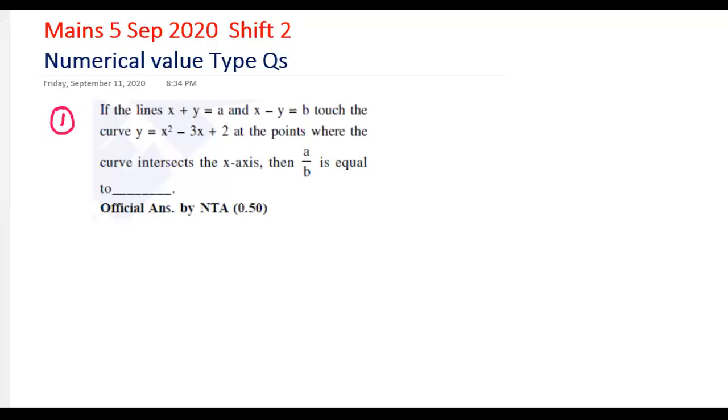Today I am going to discuss the JEE Mains 5th September 2020, shift 2, numerical value type questions. In mathematics, they will give 5 numerical value type questions. Here there are no negative marks. If it is correct, they will give 4 marks. So these 5 questions in mathematics decide the increase in the score.